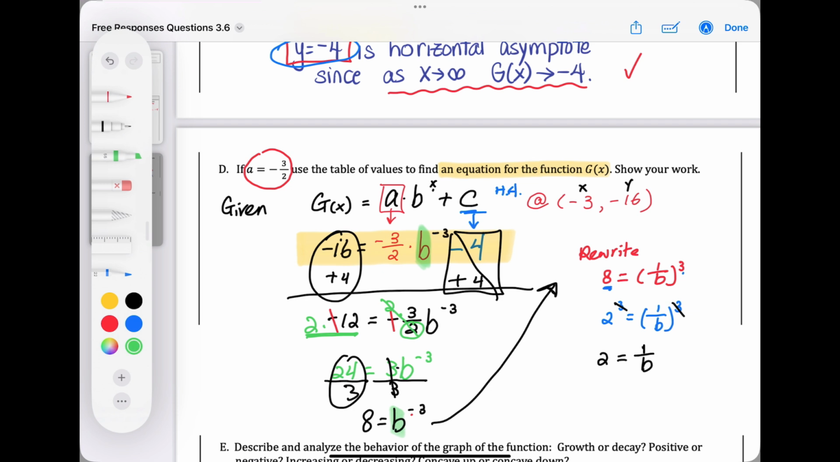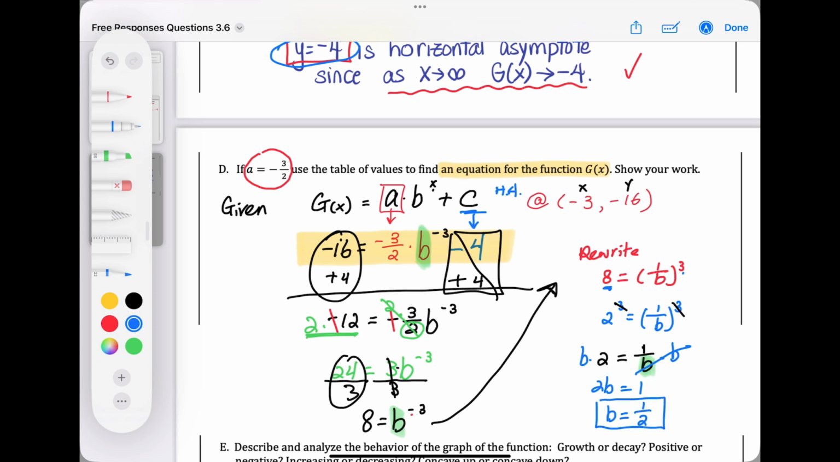Now remember, we said our goal is to solve for b. So what do we want to do? Undo. So b is my denominator, so I'm going to times b on both sides. That tells me 2b is equal to 1. And what do we need to do? Both sides divide by 2. So b is equal to 1 over 2.